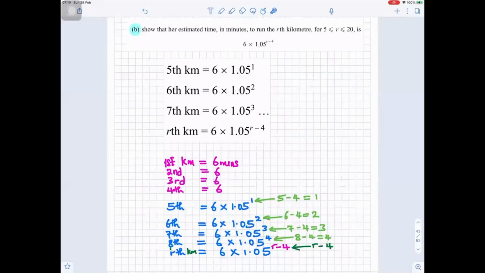That's how you can look at it: the first kilometer, 6 minutes, second 6 minutes, third 6 minutes, fourth 6 minutes. The fifth would be 6 times 1.05 to the power 1, because 5 minus 4 is 1. The sixth would be 6 times 1.05 to the power 2, because 6 minus 4 gives you 2. And for the 7th, 6 times 1.05 to the power 3, because 7 minus 4 gives you 3. And the 8th, 8 minus 4 gives you 4. And for the r-th, it will be r minus 4. So that's how you get that.